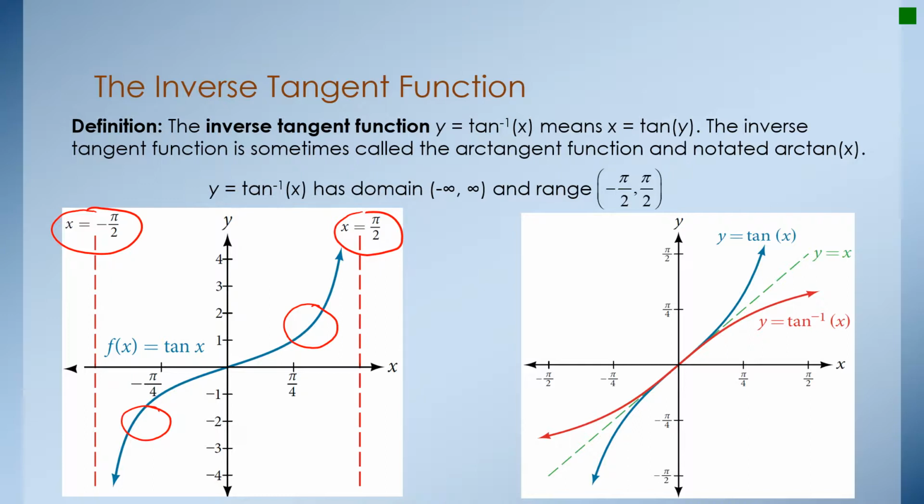So here in our graph in blue is the tangent function over its restricted domain. We have the line y equals x, and if we fold on that line y equals x, we will see the inverse tangent function graphed in red.